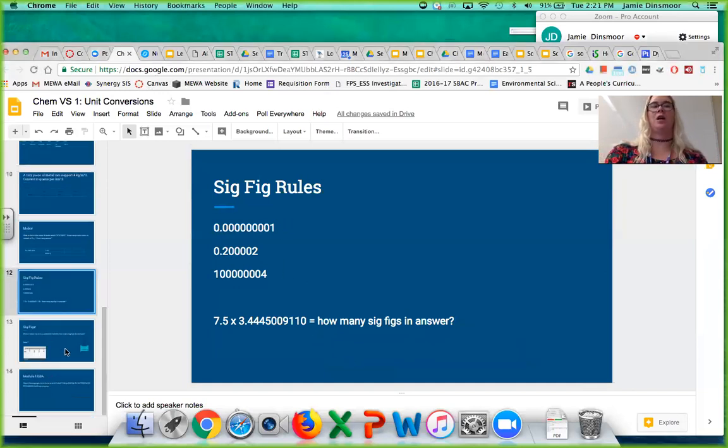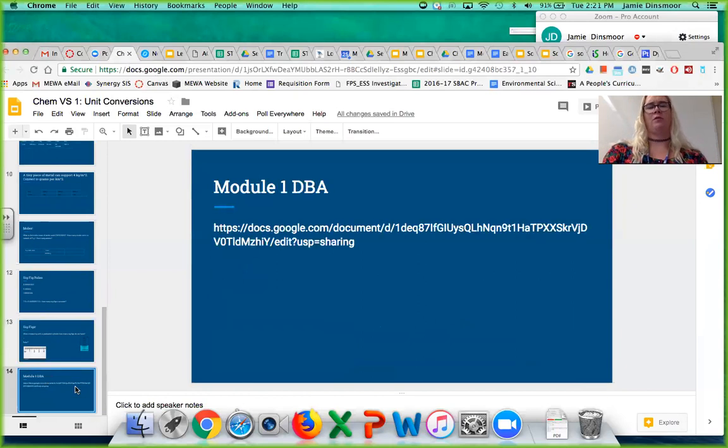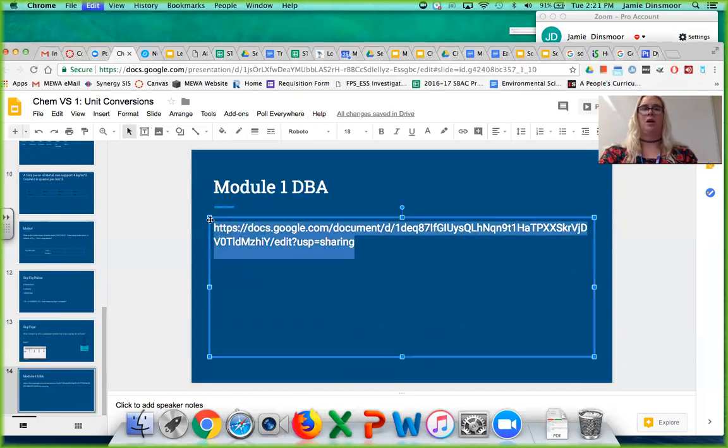Now, this other thing, most people got this right, so I'm not going to go over it about measuring with sig figs. We might go over that more in the future. But for now, what we're going to do is we're going to do the Module 1 DBA.